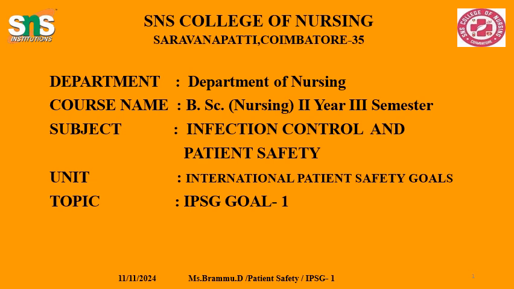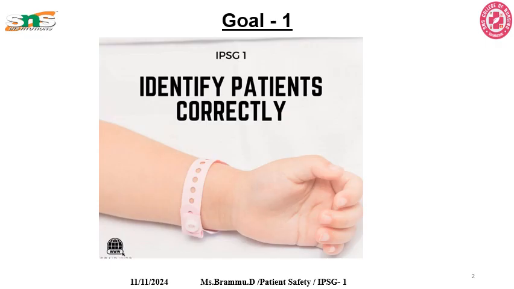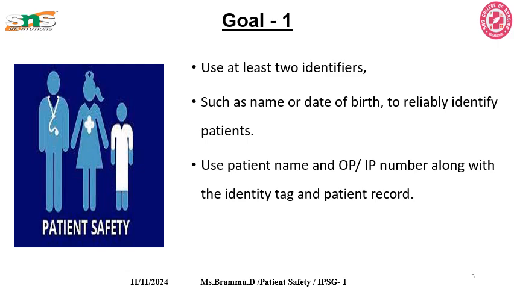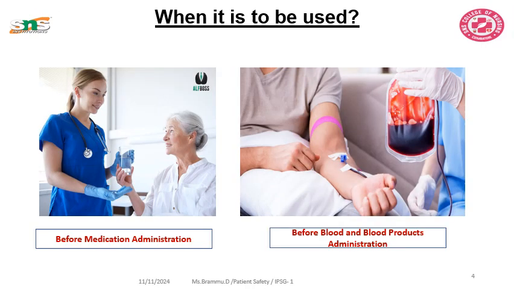Today we'll be covering why we need to identify the patient correctly. This is the first goal in our International Patient Safety Goals. We'll be using this patient safety checklist, or you can call it the patient identifiers, using two identifiers: the name of the patient and the date of birth, as well as the patient OP number or IP number, along with the patient ID tag and the patient record.